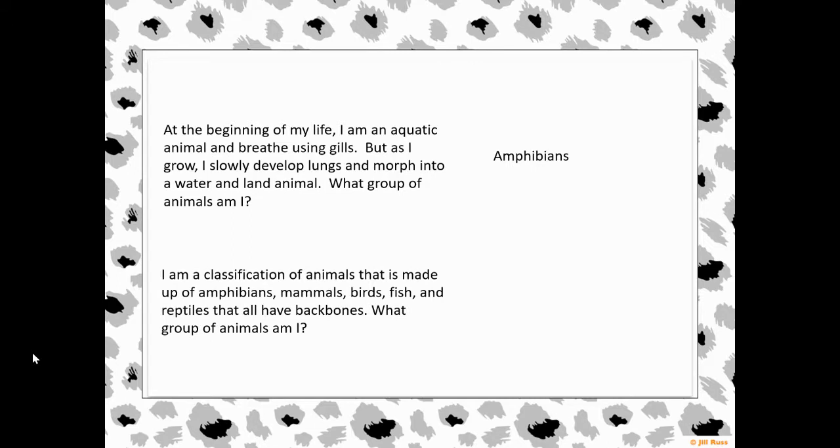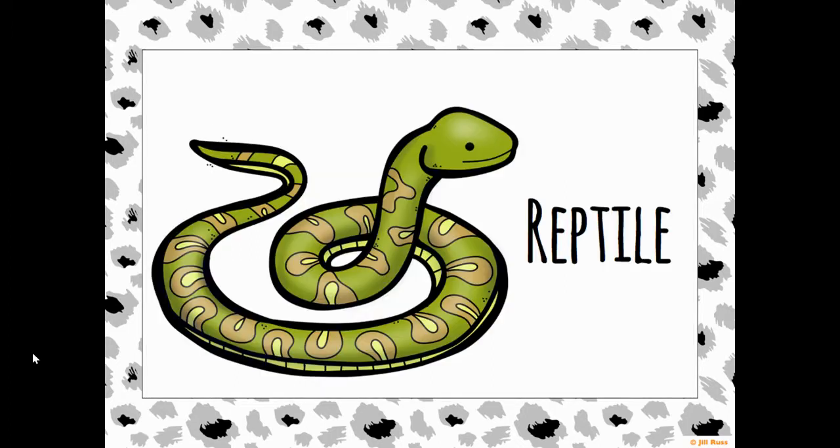I am a classification of animals that is made up of amphibians, mammals, birds, fish, and reptiles that all have backbones. What group of animals am I? Hopefully you used the clue from earlier. This group of animals is called the vertebrates. Exactly. All right, so we just finished doing reptiles. Remember, they have hard, scaly skin. They lay eggs in nests on land, and they breathe air through their lungs.